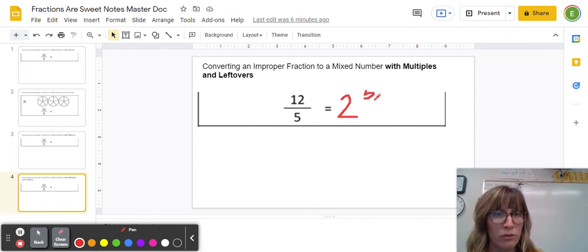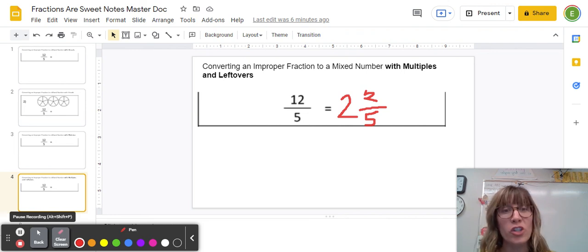So 2 left over out of, what was your denominator? Well, it was 5, right? Our denominator stays the same. So either way you do it, you end up converting 12 fifths, which is an improper fraction, and it turns into 2 and 2/5 as a mixed number.